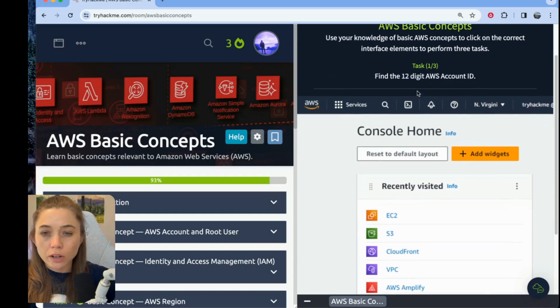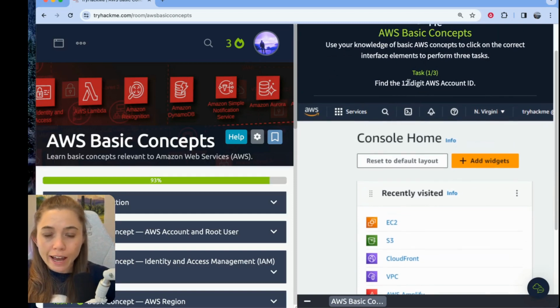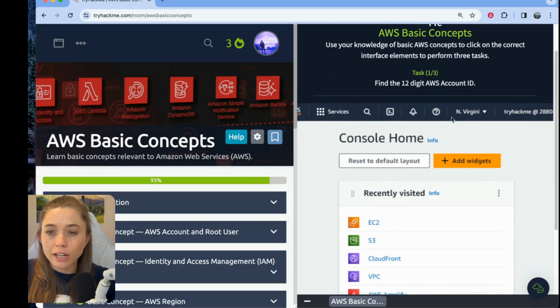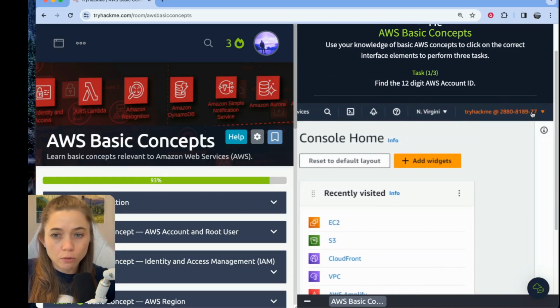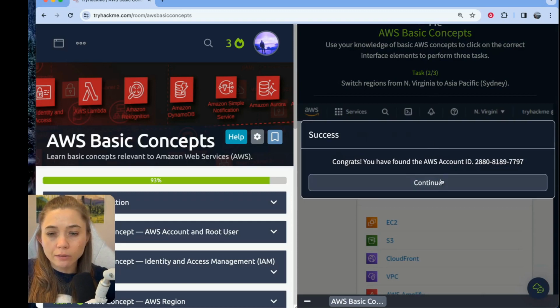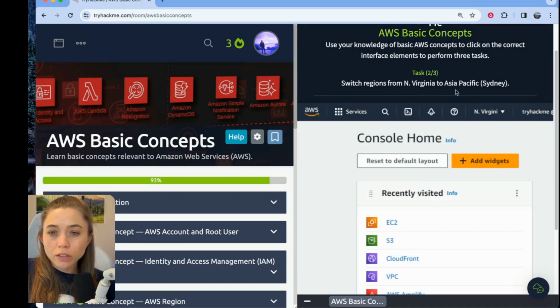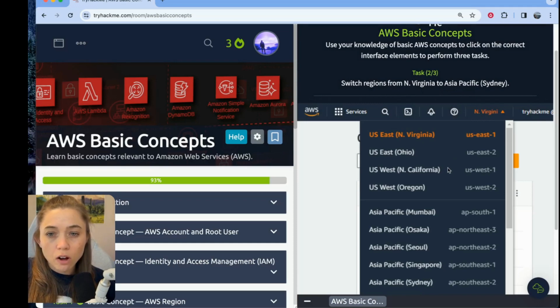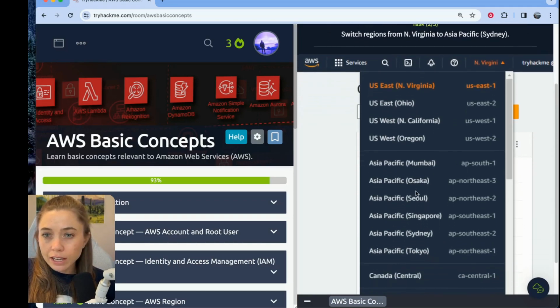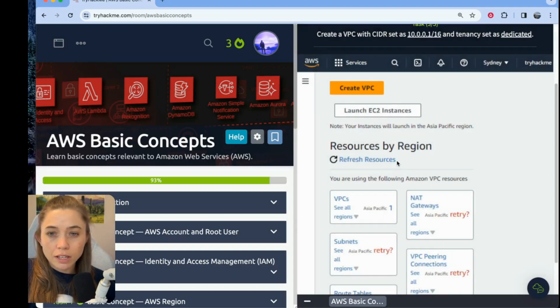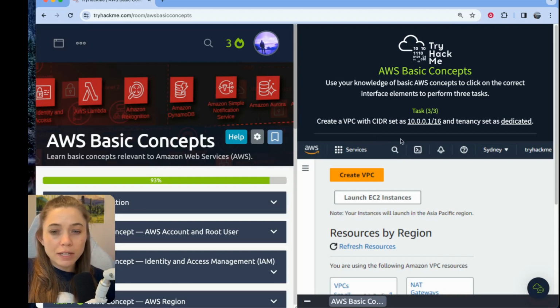All right, cool. So we were in an AWS console here. Task 1, find the 12-digit AWS account ID. Okay, so we can do that by going up here to the top right corner, and we can copy the account ID right here. Congrats, we found it. Continue: switch regions from North Virginia to Asia Pacific. So we can do that right here using this drop-down. I know it's probably a little small, hard to see. Asia Pacific, Sydney. So it looks like that's ap-southeast-2. Awesome. And lastly, create a VPC with a CIDR set as 10.0.0.1/16 and tenancy set as dedicated.